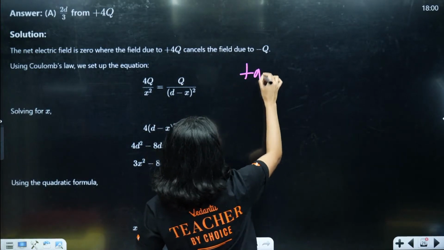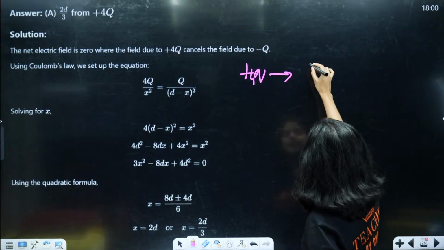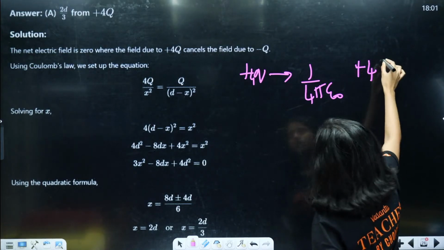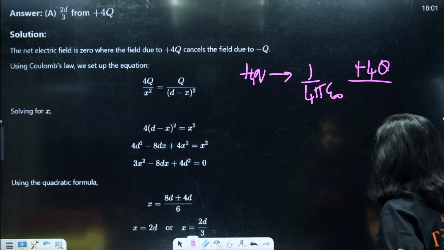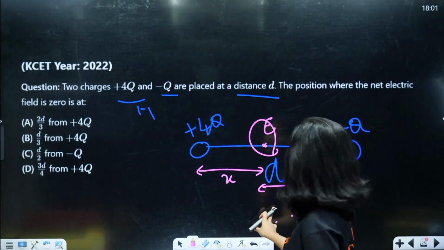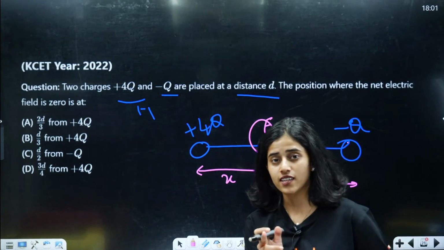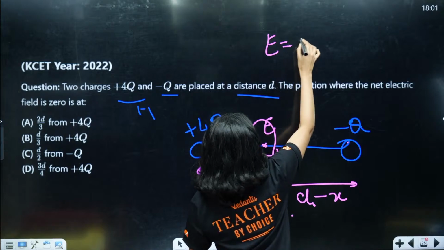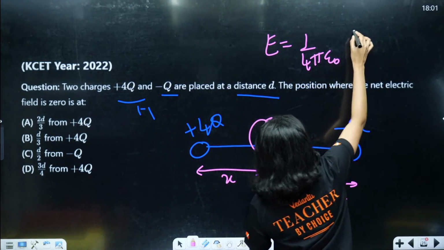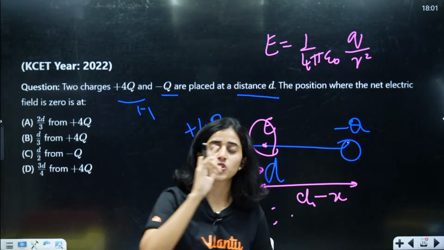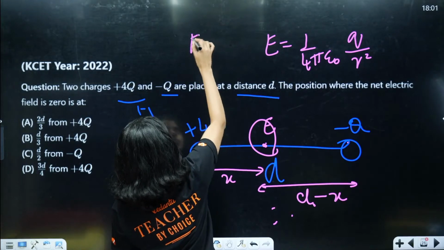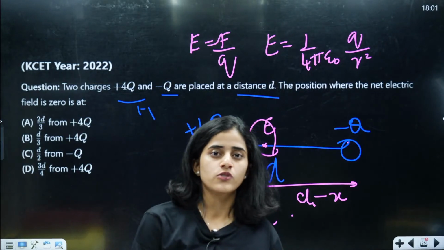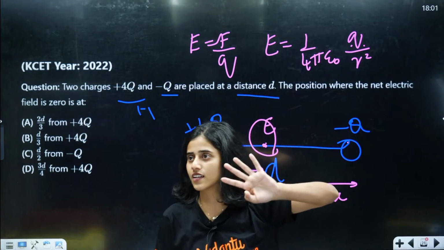So for plus 4q, it will be first 1 by 4 pi epsilon naught, the charge is plus 4q divided by, okay, one more thing. Here we are not going to find out force, we are going to find out electric field. Please note that the formula for force and field is different. The formula for electric field is only 1 by 4 pi epsilon 0 q by r square. There is no second q because electric field is F by Q. Whatever force we have, you divide it by Q. So that's why you have only one Q. I hope that's clear to all of you.